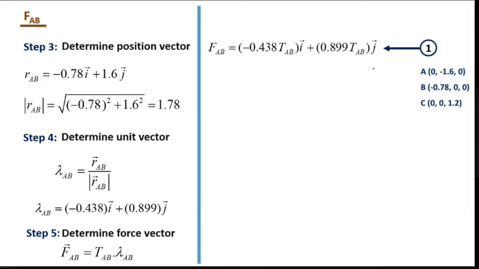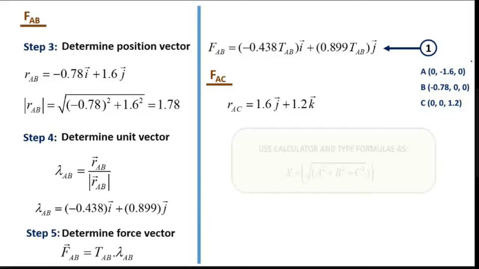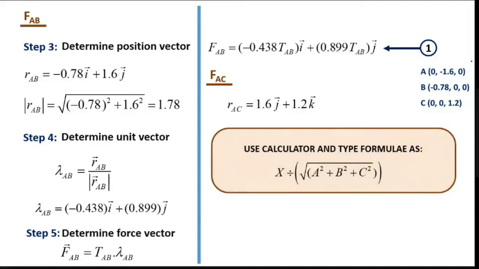So I have resolved one force now. Let me go for the next force, force AC. For force AC, I follow the same procedure. I have to identify RAC, which means C coordinate minus A coordinate. 0 minus 0, 0. 0 minus of minus 1.6, which is 1.6 j vector. 1.2 minus 0, so 1.2 k vector. So we get 1.6 j vector plus 1.2 k vector. Now take lambda of this and proceed accordingly. You can also use a formula. This is a hint.